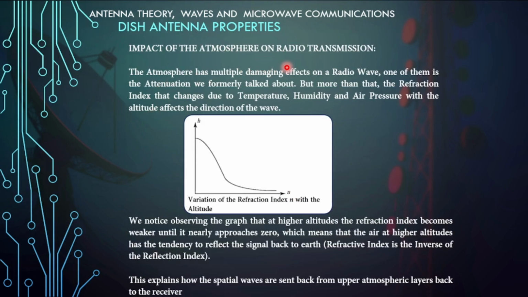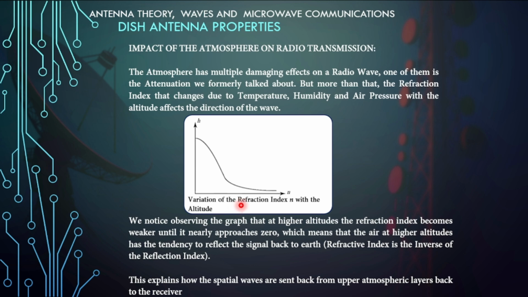Impact of the atmosphere on radio transmission. Now, the atmosphere has multiple damaging effects on a radio wave. One of them is the attenuation we formerly talked about, but more than that, the refraction index that changes due to temperature, humidity, and air pressure with the altitude also affects the direction of the wave even more dramatically.